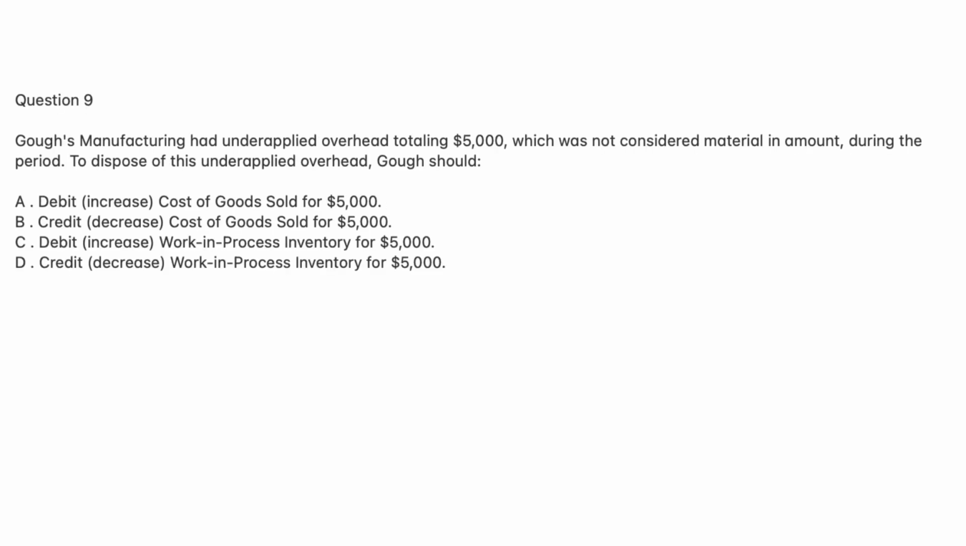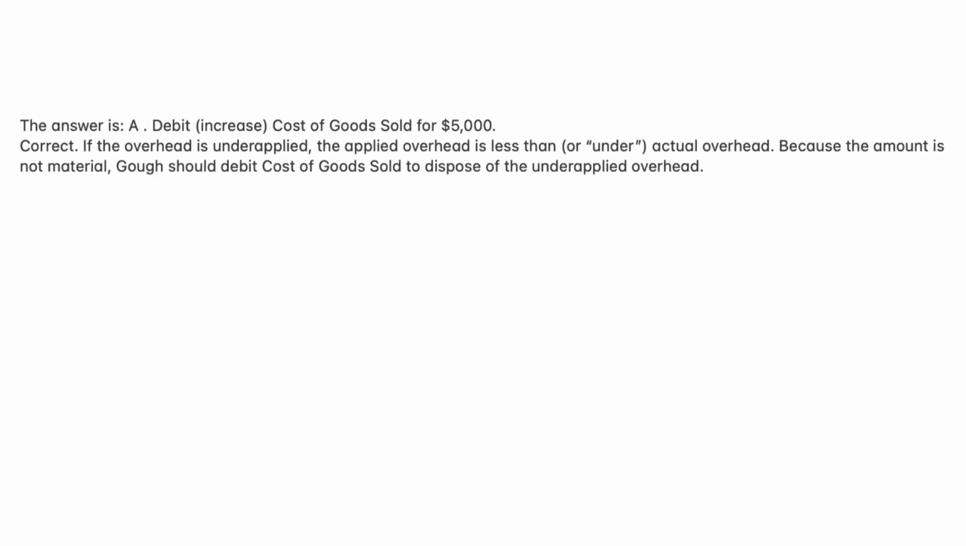Question 9. Goff's Manufacturing had underapplied overhead totaling $5,000, which was not considered material in amount, during the period. To dispose of this underapplied overhead, Goff should A. Debit, increase, cost of goods sold for $5,000. B. Credit, decrease, cost of goods sold for $5,000. C. Debit, increase, work-in-process inventory for $5,000. D. Credit, decrease, work-in-process inventory for $5,000. The answer is A. Debit, increase, cost of goods sold for $5,000.